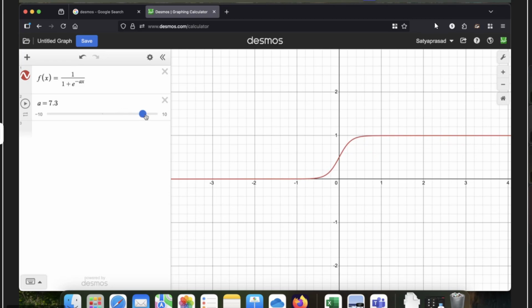As you tend to infinity, it will go close to... let me increase a to 100, from, let's say, minus 10. Now if I keep increasing this a, you can see that it is close to the Heaviside function. As a tends to infinity, this becomes a Heaviside function. That's the signal.